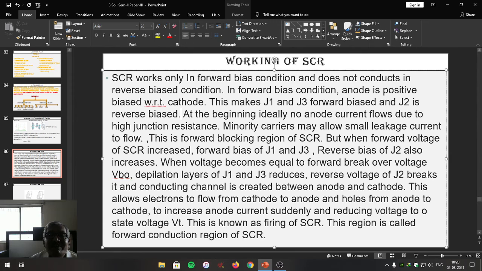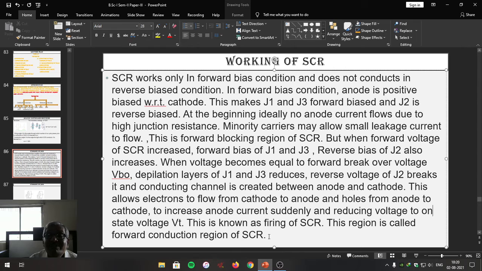The depletion layer of J1 and J3 reduces, the reverse voltage of J2 breaks it, and a conducting channel is created between anode and cathode. This allows electrons to flow from cathode towards the anode and holes from anode to cathode, increasing the anode current suddenly and reducing the voltage to the on-state voltage VT. This is known as firing of SCR, and this region is called the forward conduction region.